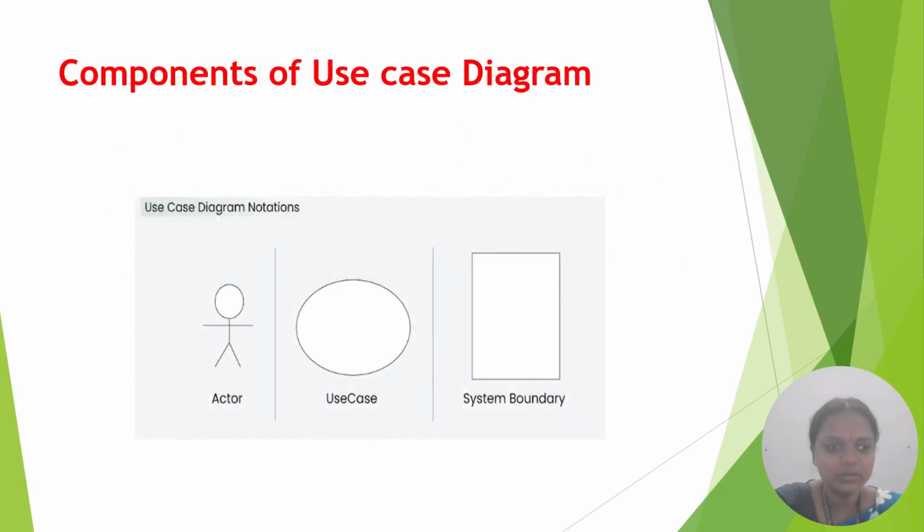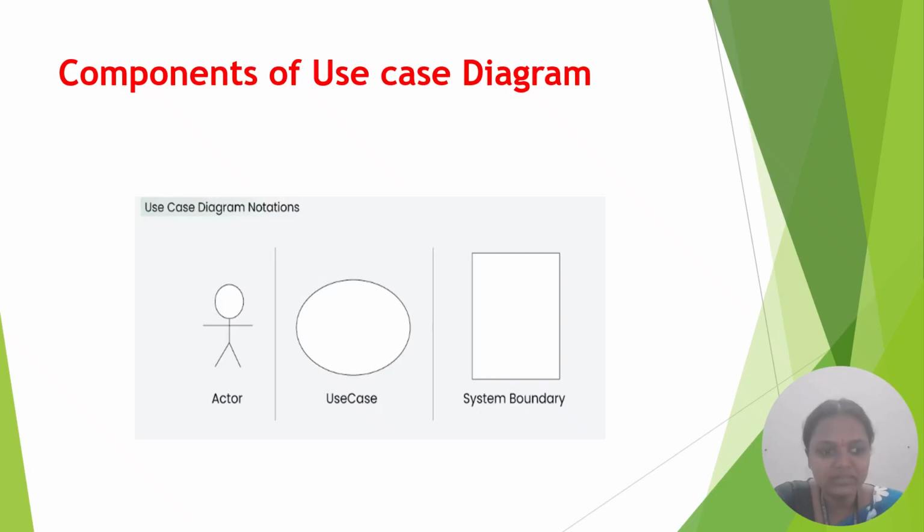Next are the components of a use case diagram. The main components of a use case diagram are actor, use case, system boundary, and association. Let's see one by one. First, what is an actor? An actor represents a user, role, or external system that interacts with your software. Each actor performs some action with the system, like making a payment, buying products, etc.